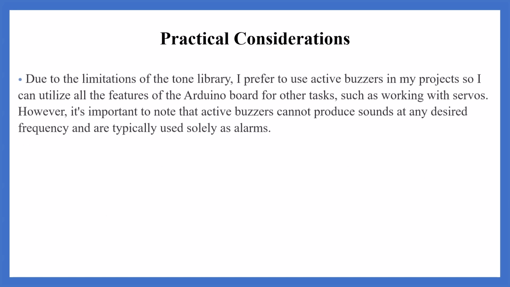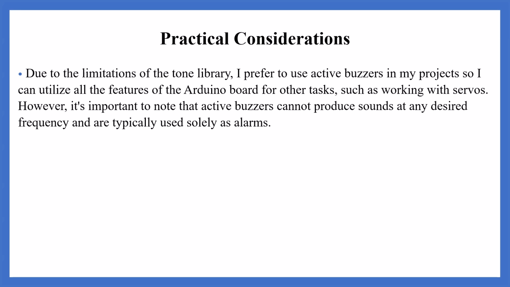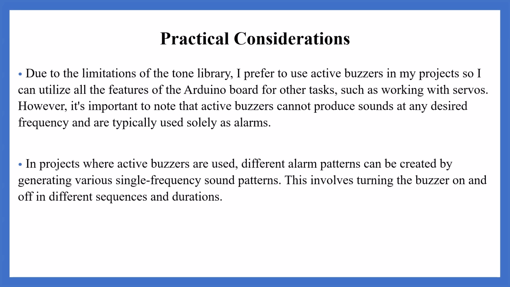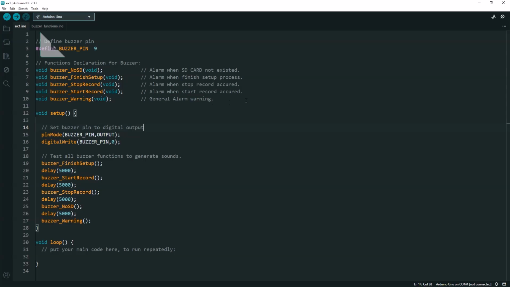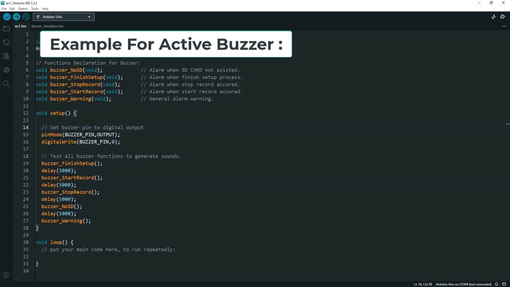Due to the limitations of the tone library, I prefer to use active buzzers in my projects so I can utilize all the features of the Arduino board for other tasks, such as working with servos. However, it's important to note that active buzzers cannot produce sounds at any desired frequency and are typically used solely as alarms. In projects where active buzzers are used, different alarm patterns can be created by generating various single-frequency sound patterns. This involves turning the buzzer on and off in different sequences and durations. Take a look at this example. In this example, different functions are written to generate sounds for an active buzzer.